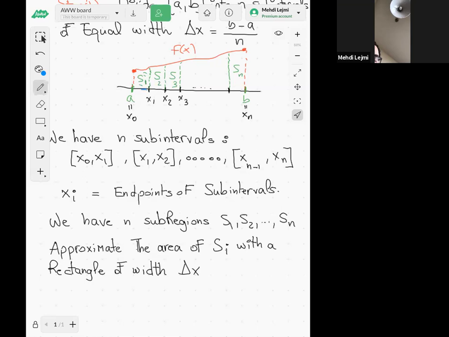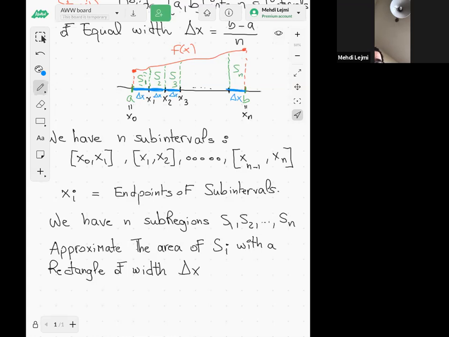So this width here, the length of this subinterval, is delta x. The length of this subinterval is also delta x. This is also delta x, etc., because all my subintervals are of equal width, delta x. And so now I want to approximate these subregions. What I'm going to do is multiply my width delta x with f of xi, let's say.